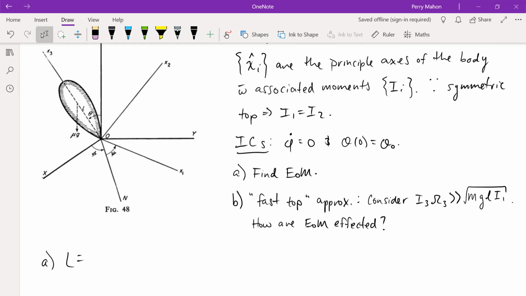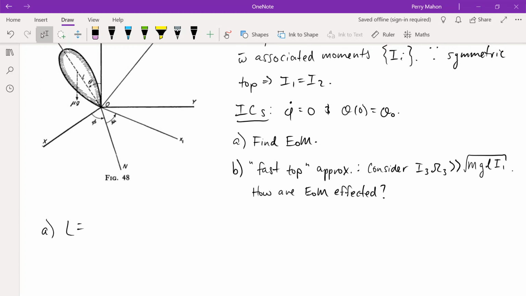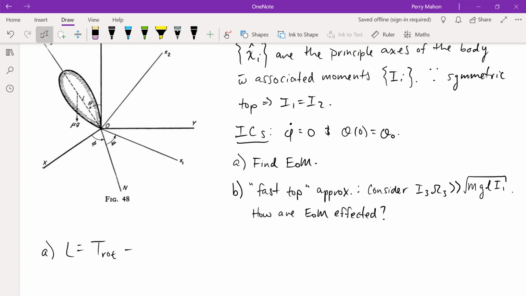If we do this, the kinetic term of the Lagrangian will be purely rotational, in the sense that the origin of this body frame in this context is not moving. It's the point of contact. So the kinetic term is just a rotational term. Notice that it's not associated with the center of mass here. It's associated with the point O, and then it will be minus some potential energy due to gravity. And we know that the potential energy is effectively that acting at the center of mass.